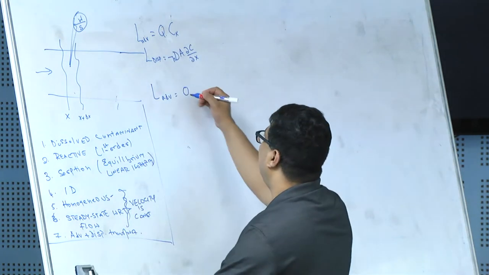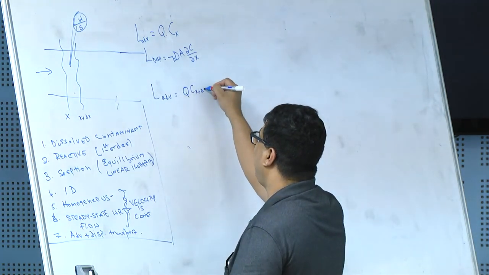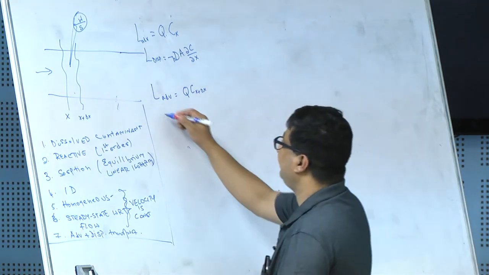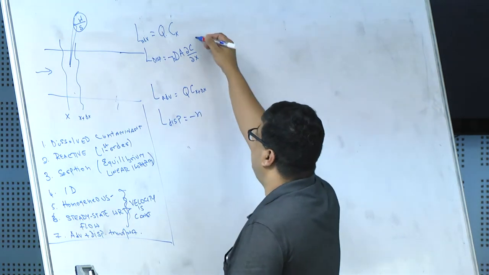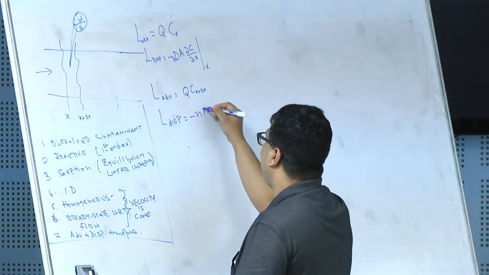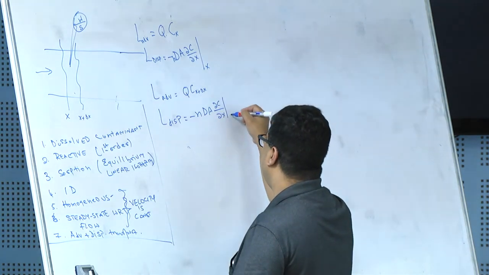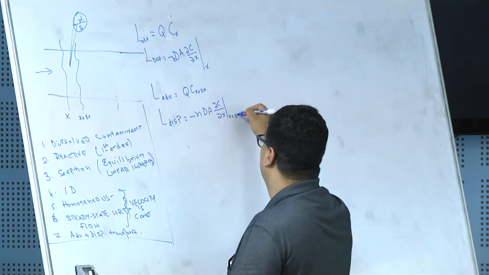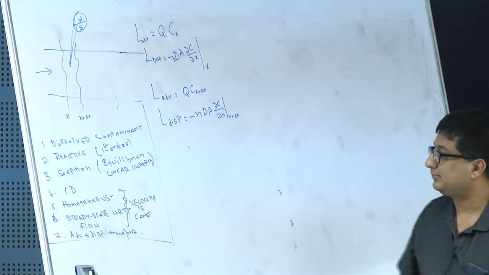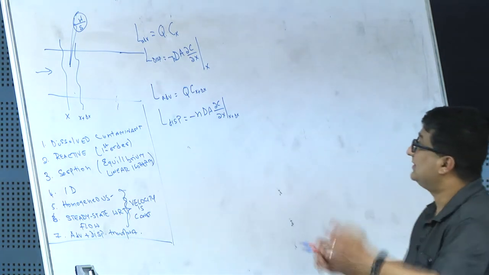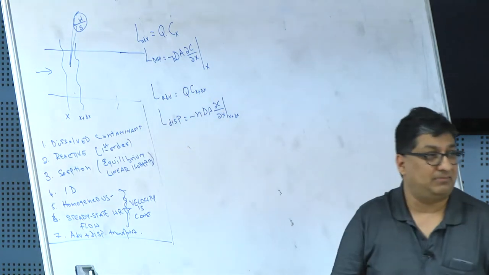So I have q at x plus delta x, and this is calculated at x. Calculated at x plus delta x. Okay. And so this is what's happening at the inlet boundary. This is what's happening at the outlet boundary.